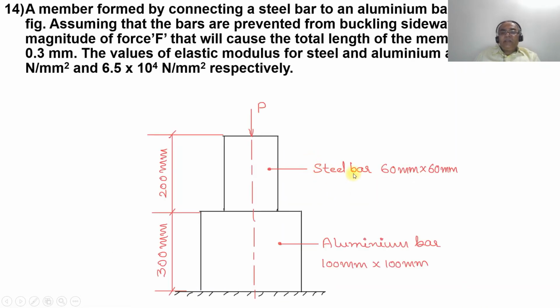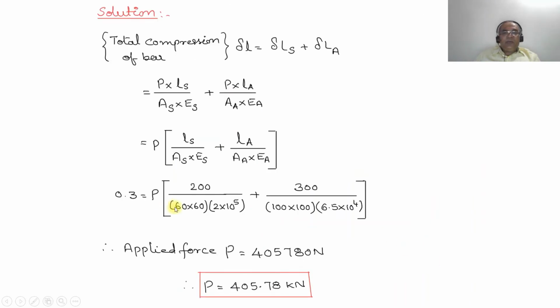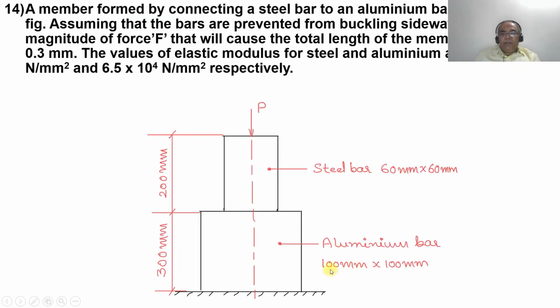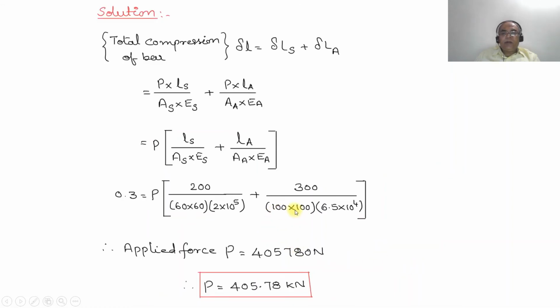Here, the steel bar's cross-sectional area is not given as a diameter as in the previous case, where we got pi by 4 into d square. Here the steel bar has an area of cross-section of 60 mm by 60 mm. So what is the area of a square? It is L square, or if it is B, it is B square. So it will be 60 into 60 into Young's modulus of the steel bar, 2 into 10 to the power of 5, plus 300 by, here the area of the aluminium bar is 100 by 100. So you are going to get 100 into 100 into 6.5 into 10 to the power of 4.